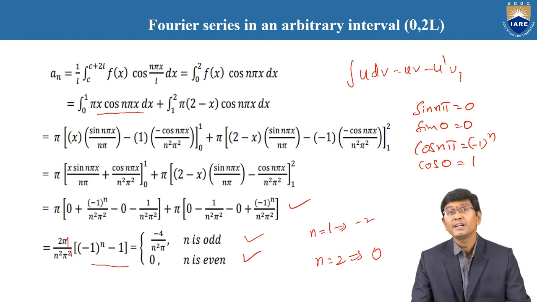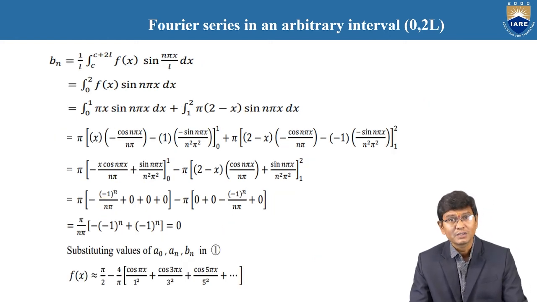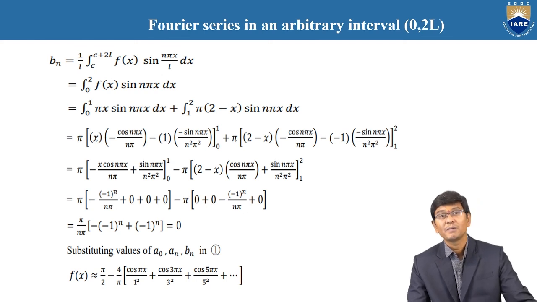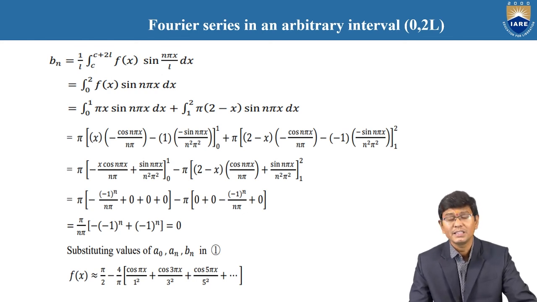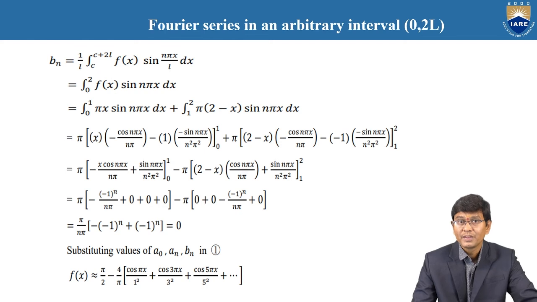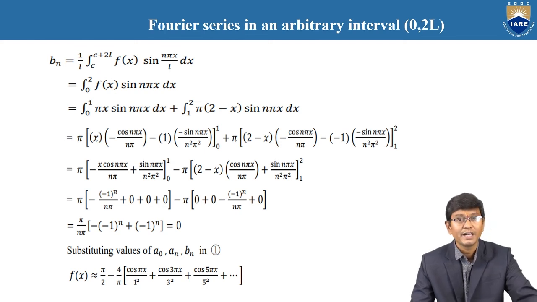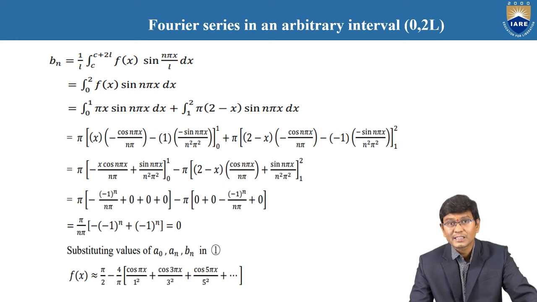And similarly, we need to find out the bn value also. That bn is nothing but, with the help of the formula, 1 by L integration c to c plus 2L of f of x into sin n pi x by L into dx. Here L is equal to 1, as we know. Therefore, 1 by 1 integration, with c equal to 0, from 0 to 2 of f of x into sin n pi x by L, with L equal to 1, that is n pi x into dx.